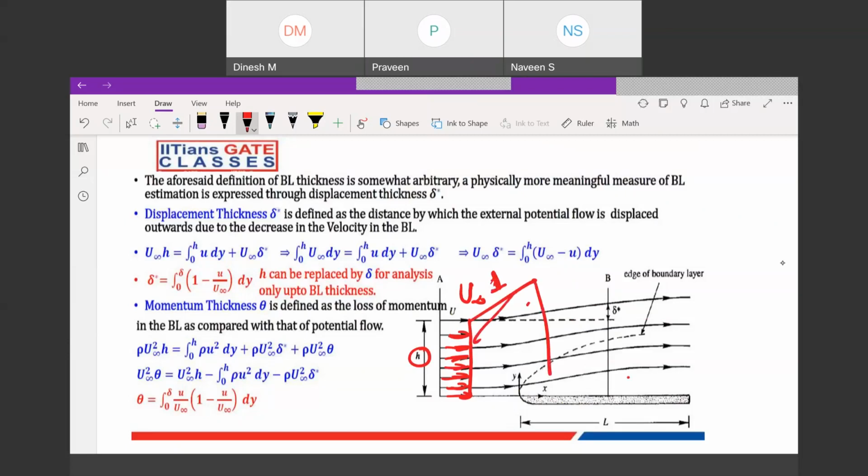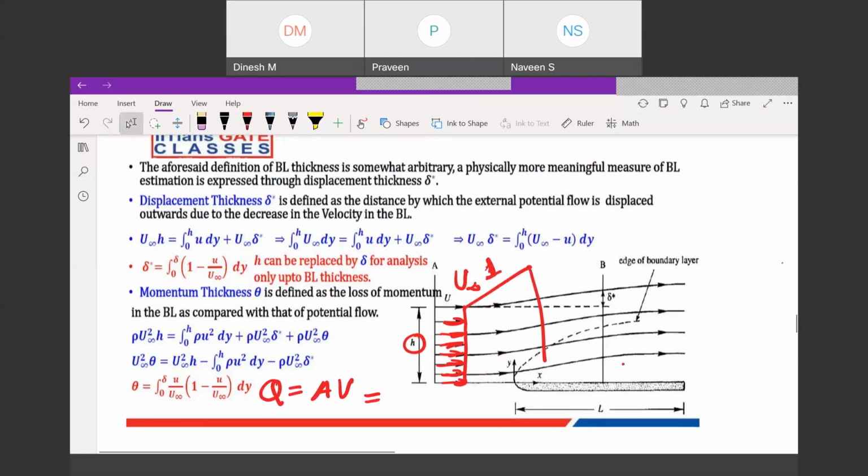So the area with which the fluid is entering here will be what? Height multiplied by 1. So what is the volume flow rate? Volume flow rate will be area multiplied by velocity. Now area is height multiplied by 1, and velocity is U infinity. So this is the volume flow rate, U infinity multiplied by h. This is the volume flow rate with which it is entering at this location. Is this thing clear?